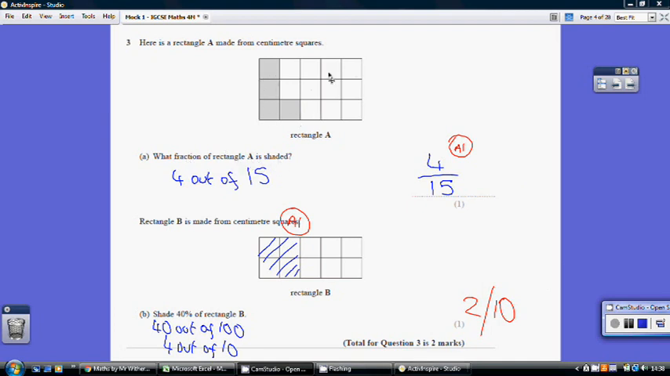Question 3. What fraction of rectangle A is shaded? Well, it's 4 squares out of 15, so it's a fraction, that's 4/15.